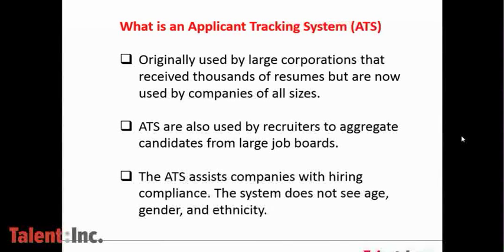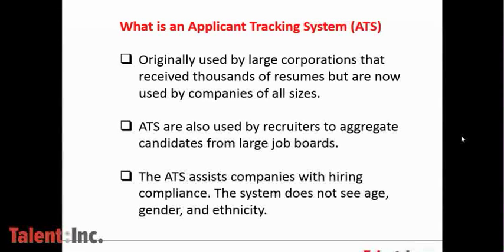In fact, there are free applicant tracking system applications available, free and open source, for anybody to use. They're also used by recruiters to aggregate candidates from large job boards. So at the end of this call, you can go online and search for free applicant tracking systems, set up an account where you put in a job description, and then begin pulling candidates from all the major job boards at no cost.